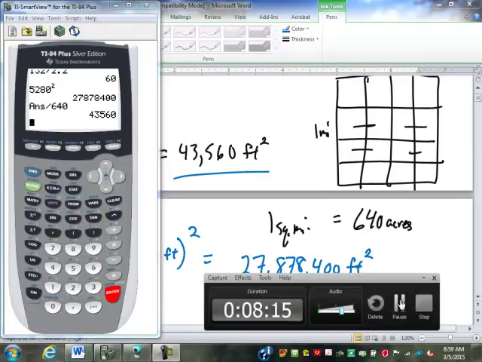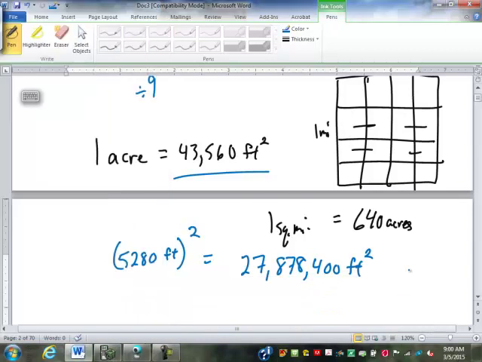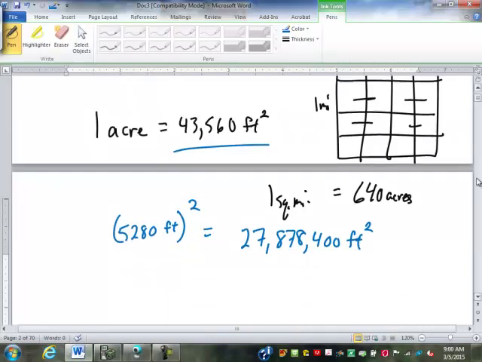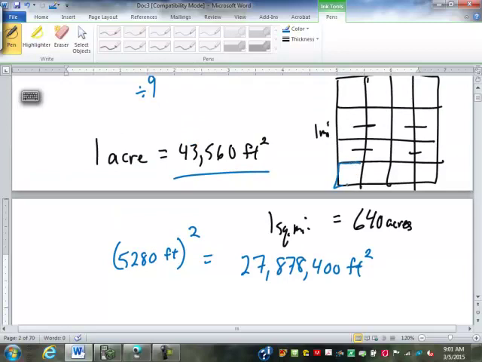So anyway, that's an acre. By the way, a 40 is just a quarter mile by a quarter mile, which is the easiest way to remember a 40.